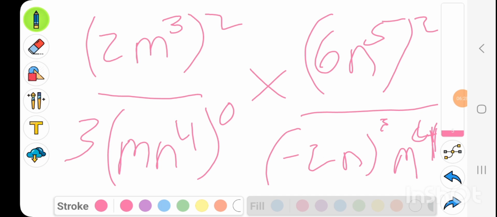So on the numerator of the second fraction, it's basically brackets 6n to the power of 5, and then all squared. And then on the denominator of the second fraction, it is brackets negative 2n, all cubed. And then the second term on that is m to the power of 4.